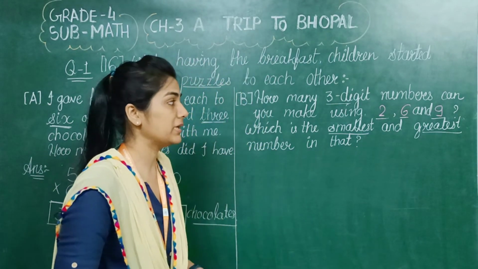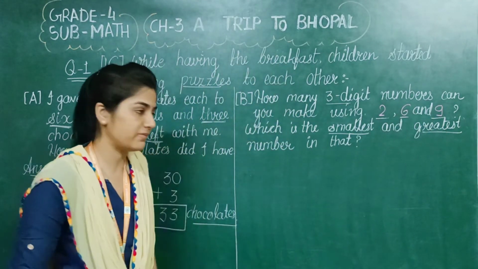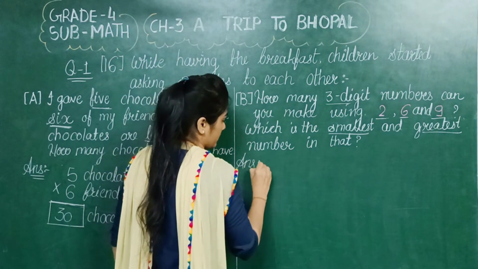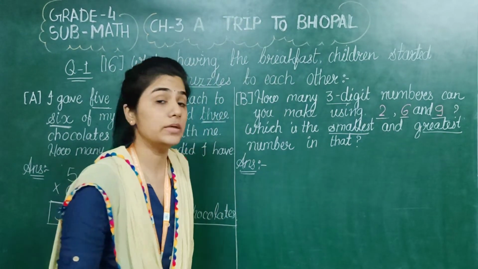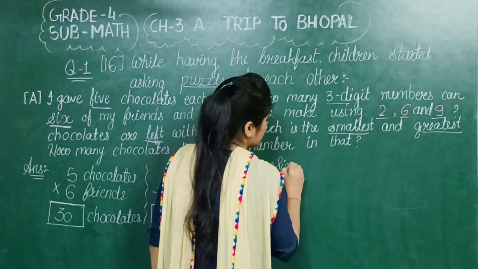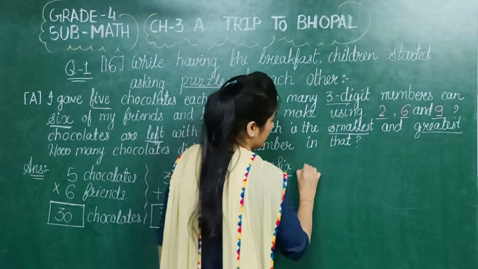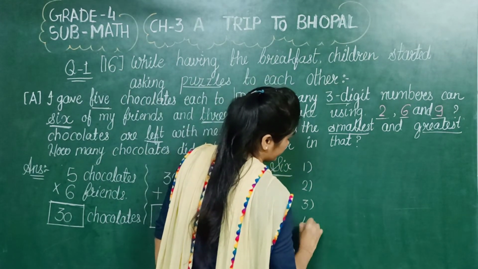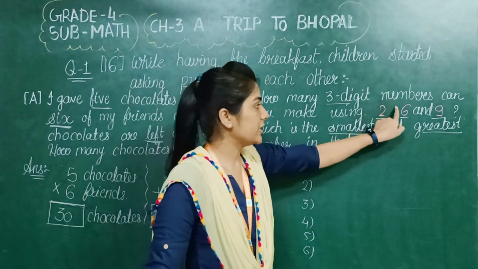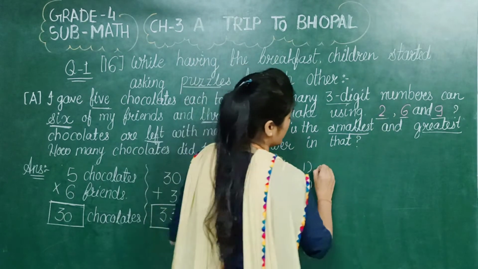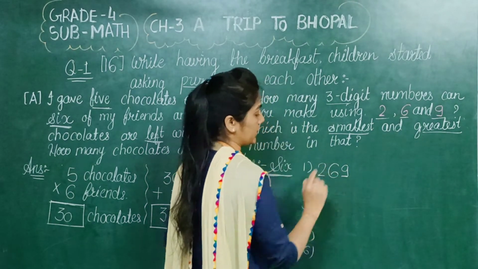First of all, let me tell you how many digits we have: 2, 6 and 9. That means we have 3 digits. By using these 3 digits we can make a total of 6 numbers. See how we can make 6. So let's start. First we are using this 2. So 2, 6, 9 is one number, which is 269.